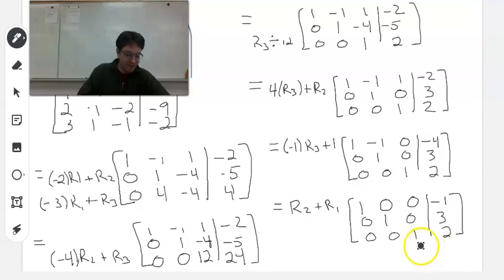Therefore, these planes intersect in a point, and that point is x equals negative 1, y equals 3, and z equals 2. There's our point of intersection.